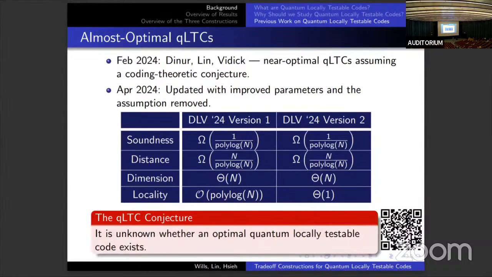So this brings us quite close to the QLTC conjecture, which is this super interesting, super hard problem in quantum coding theory about the existence of an optimal quantum locally testable code. So constant soundness, constant locality, linear distance, linear dimension. And this is a natural follow-on from the QLDPC conjecture, which was famously solved in 2021. And that just asks for linear distance, linear dimension, constant locality with no mind paid to the soundness.